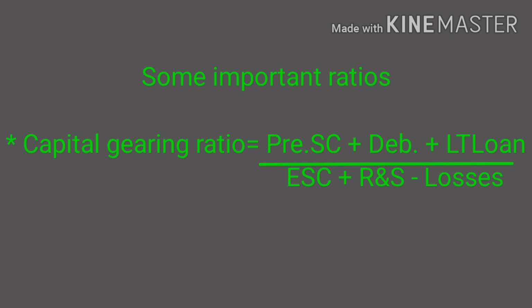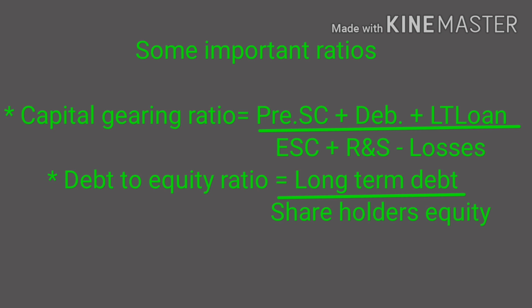Now we will discuss some important ratios which we have not come across while doing the problems. Capital gearing ratio. It shows the proportion of fixed interest-bearing capital to the funds belonging to the equity shareholders. This is calculated by preference share capital plus debenture plus long-term loans divided by equity share capital plus reserve and surplus minus losses.